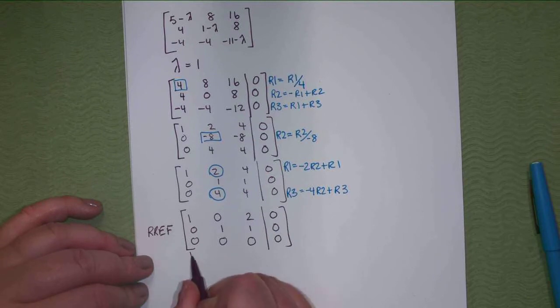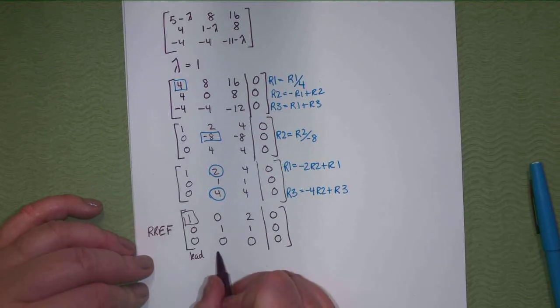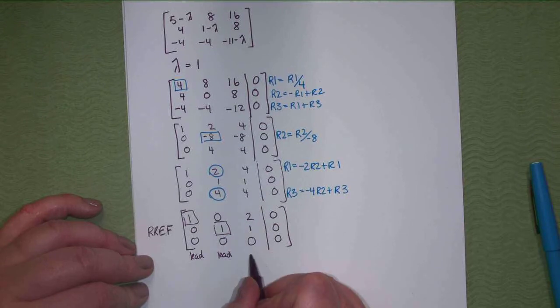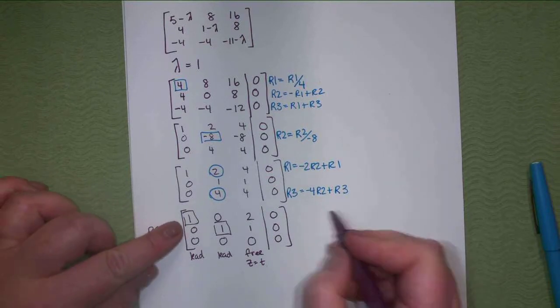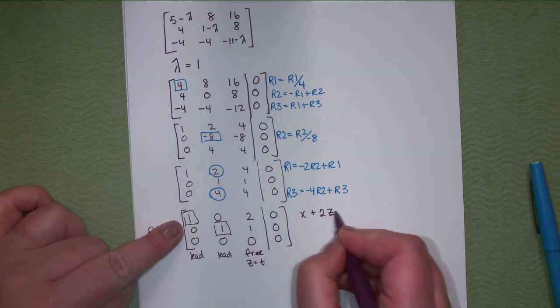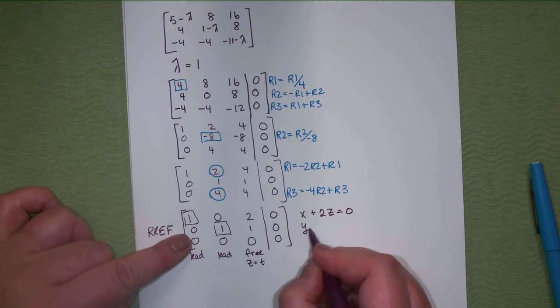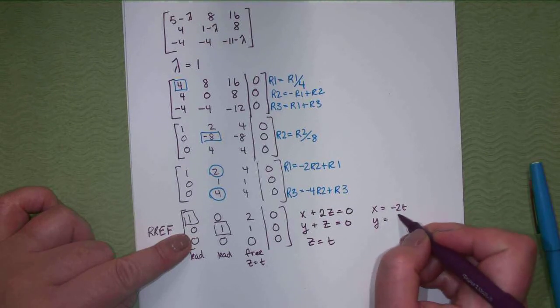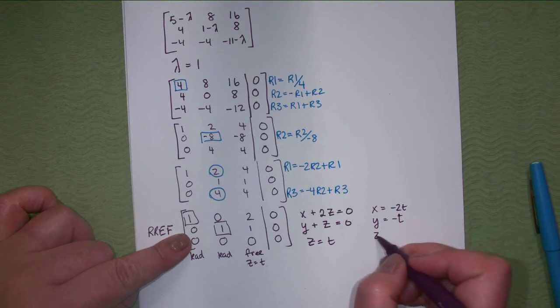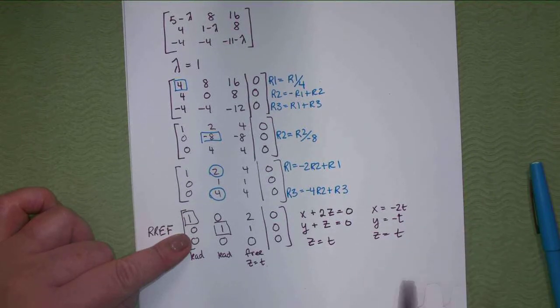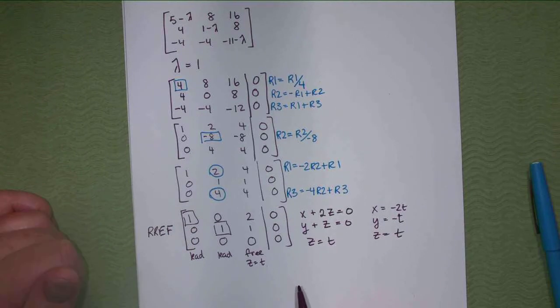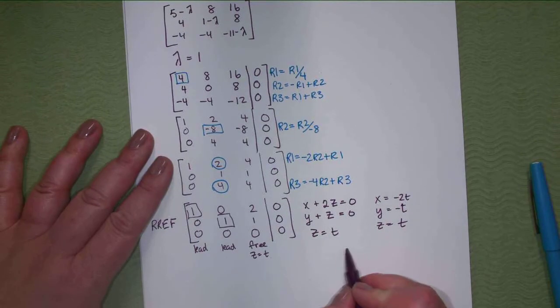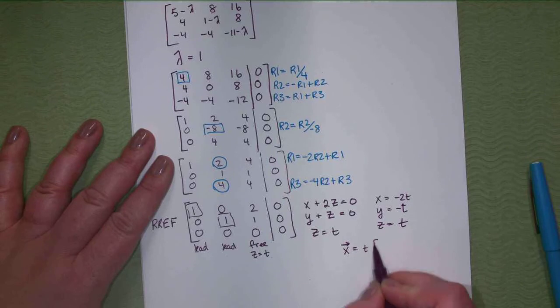This is a lead. This is also a lead. And then we've got a free. So we're going to say Z is T. Write it out. X plus 2Z equals 0. Y plus Z equals 0. And Z is T. So X is minus 2T. Y is minus T. And Z is T. Just moving them to the other side and putting the T in. Minus 2, minus 1, 1.